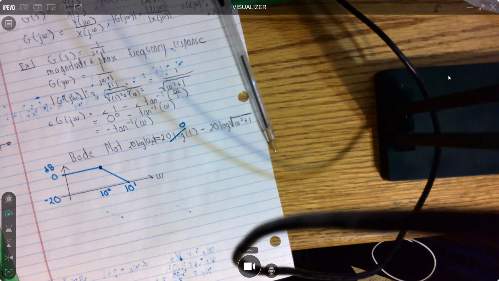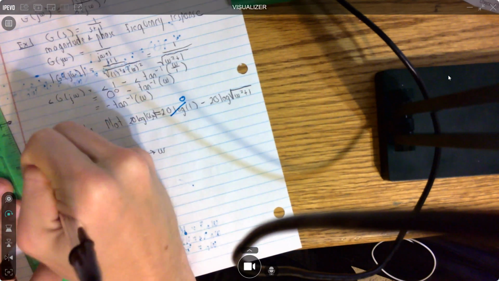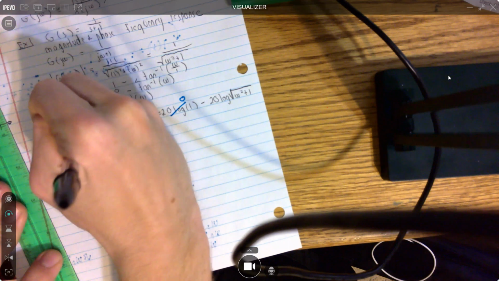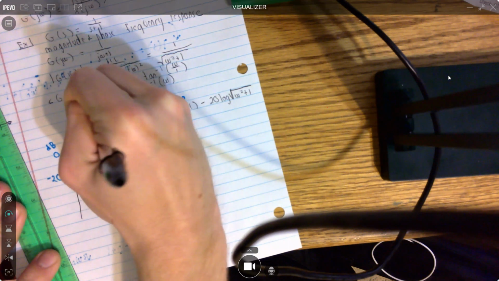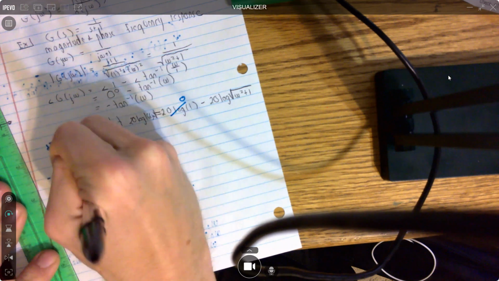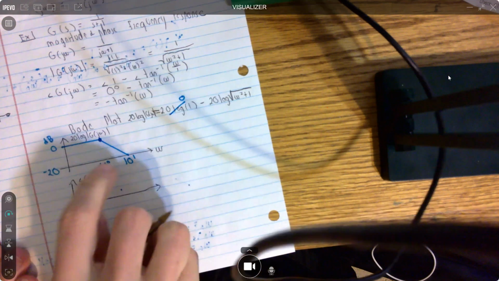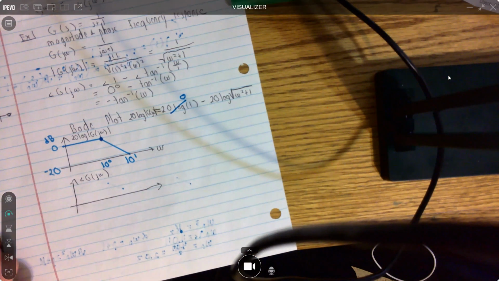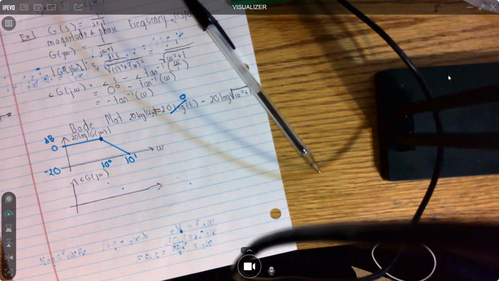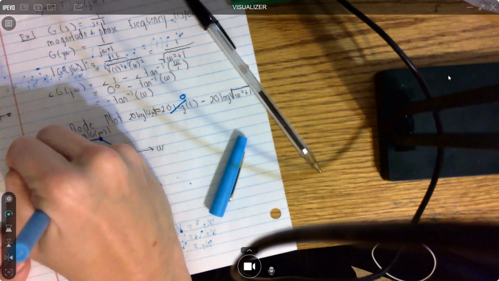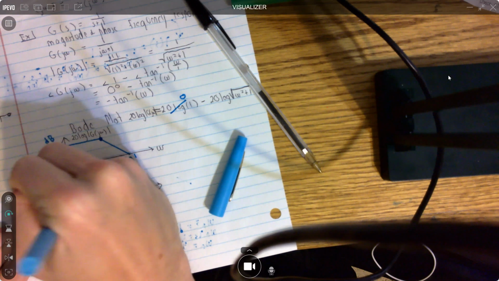Now, the phase plot is going to be a little bit different. This was our 20 log of the magnitude of G(j omega); the phase plot is just the angle of G(j omega). For the phase, our pole contributes starting 1 decade before and ending 1 decade after, with a negative 45-degree slope. Originally the phase is just 0 degrees, so it starts at 0 degrees, then goes to negative 45 degrees, and then negative 90 degrees.